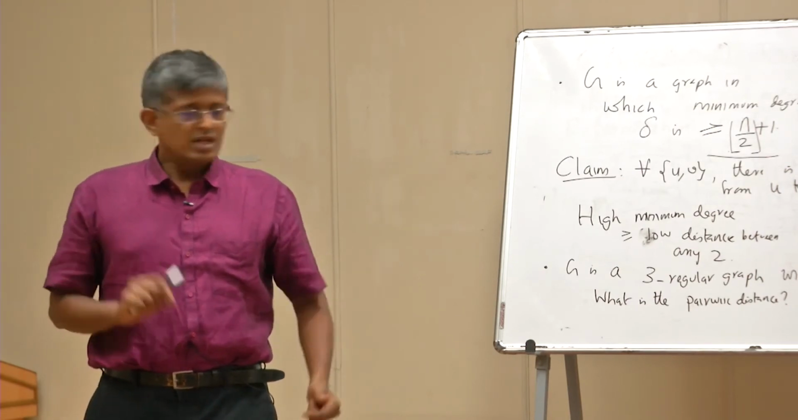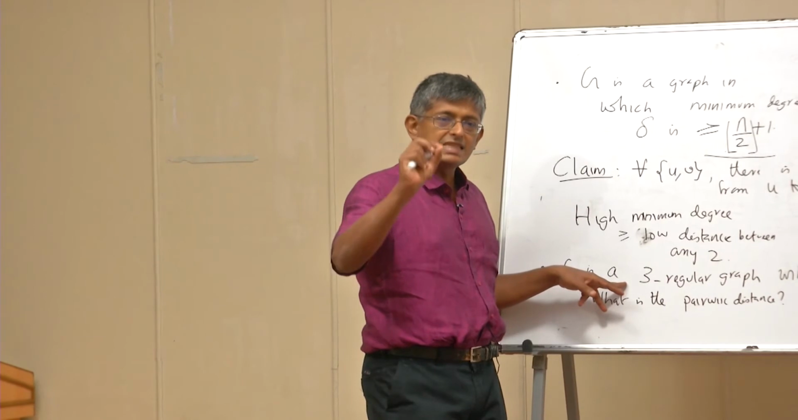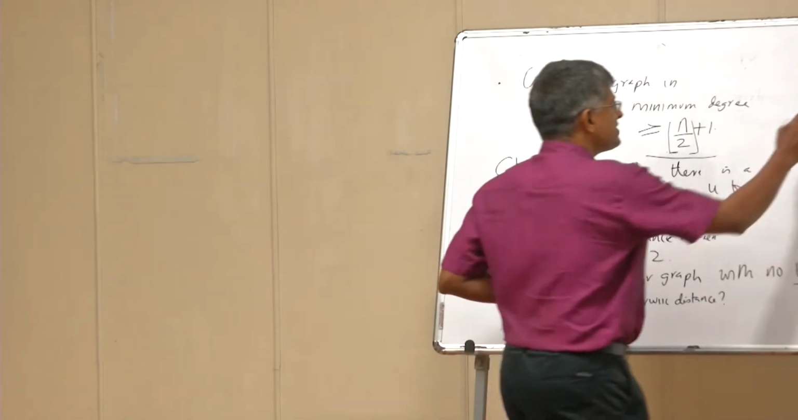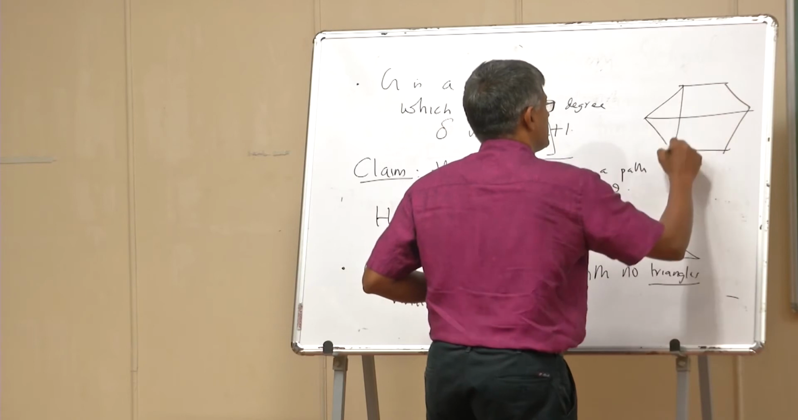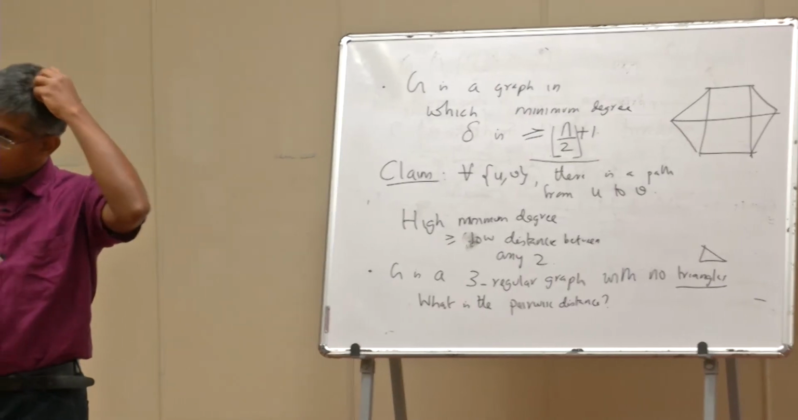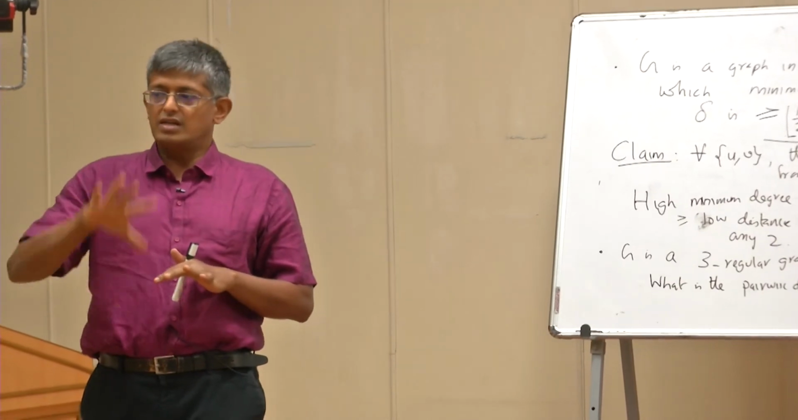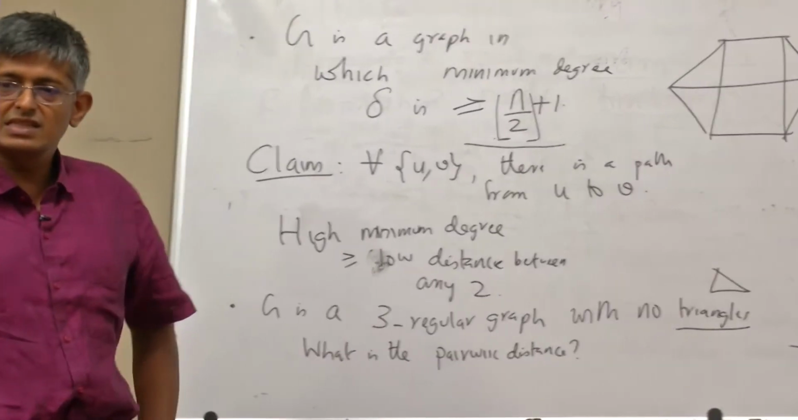But let's assume that the graph is 3 regular, which means that every vertex has degree exactly equal to 3. Can you think of examples of such graphs? You should always try and construct simple examples to start with. So this is a graph in which every vertex has degree 3. Take an even cycle and put a matching set of edges which are disjoint. Just increase everybody's degree by 1. What can you say about the pairwise distance in such a graph?